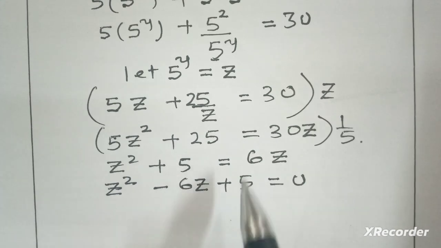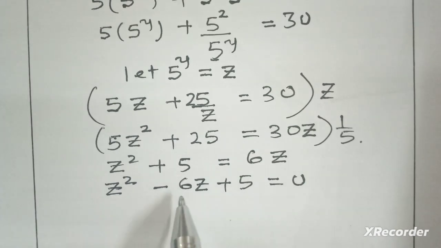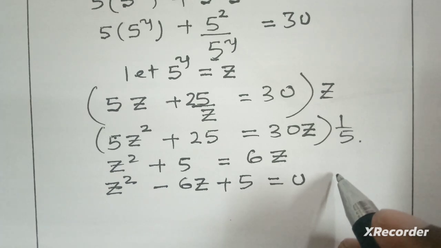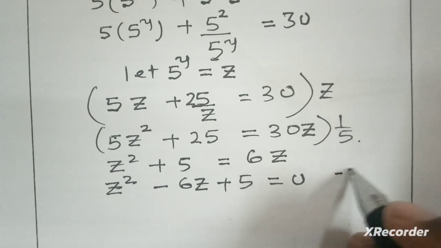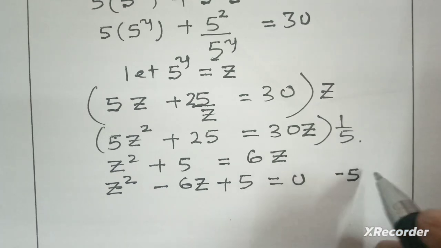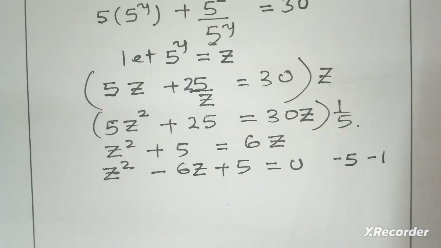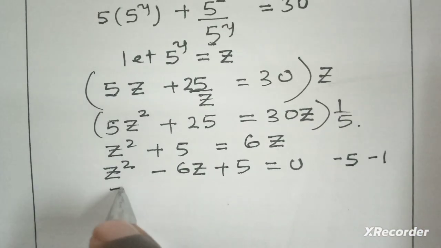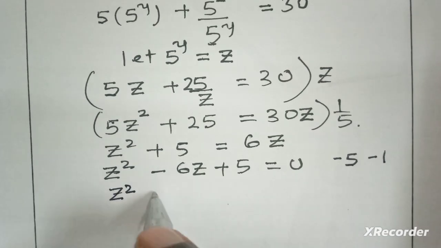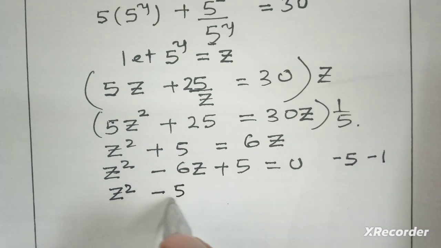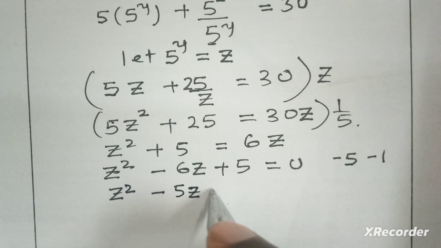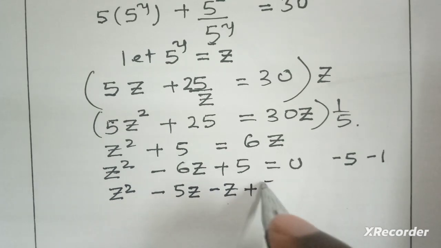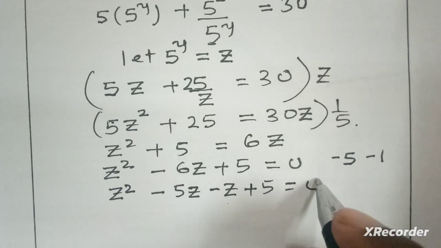We look for two numbers. If you multiply, you get 5. If you add, you get negative 6. So that is negative 5 and then negative 1. So I can replace this 6 with these two numbers. So you have z squared minus 5z minus z plus 5. This one now gives us 0.